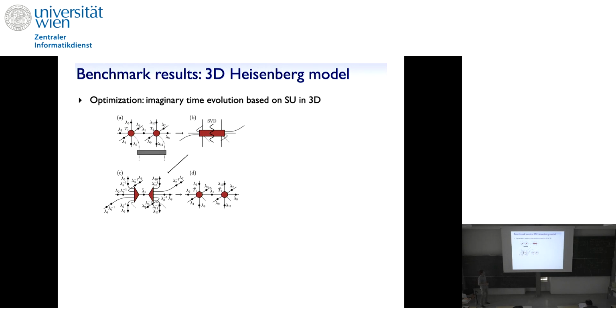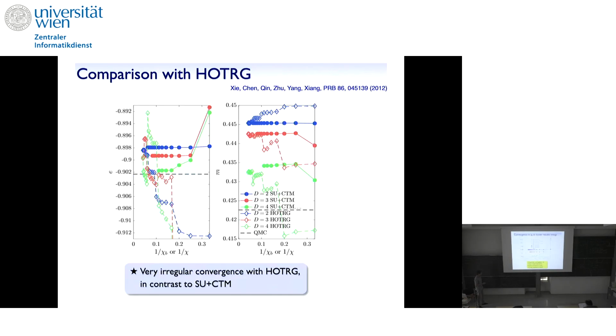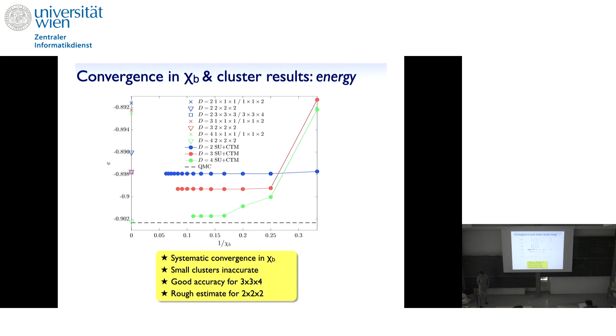We have benchmarked this approach first for the 3D Heisenberg model, and to optimize the tensors, we have just used the simple update approach in 3D, which is just a very simple generalization from 2D.